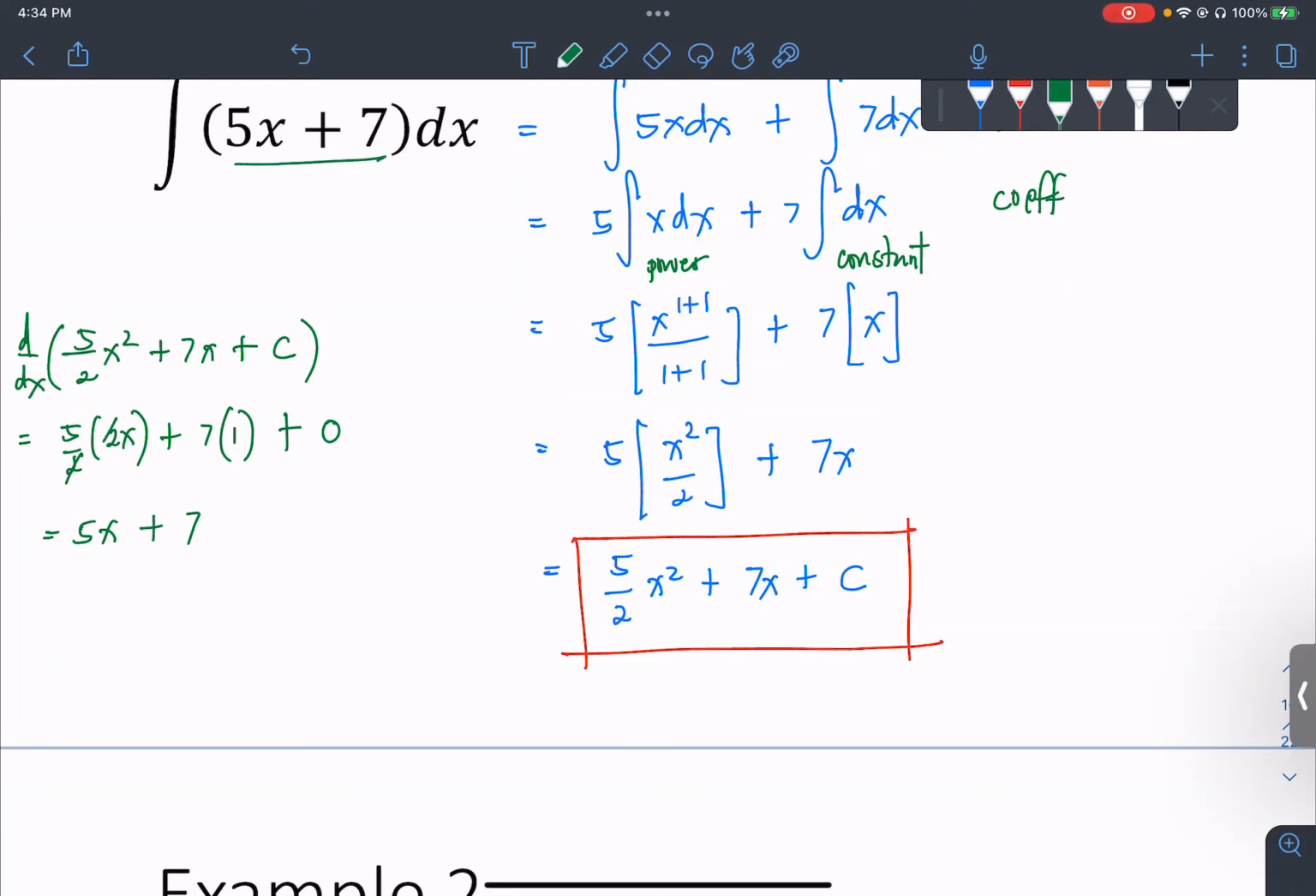So kung ang sagot ko kanina ay 5 over 2 x squared plus 7, ang lalabas dito would just be 5x plus 0. I'll be able to see then that my answer is incorrect. Kasi hindi siya bumalik dun sa original, so there's something wrong. Yun nga yung mali. The integral of dx, it's x. It's not 1. Integral ng dx, it's x. Yung derivative ng x, yun yung 1.